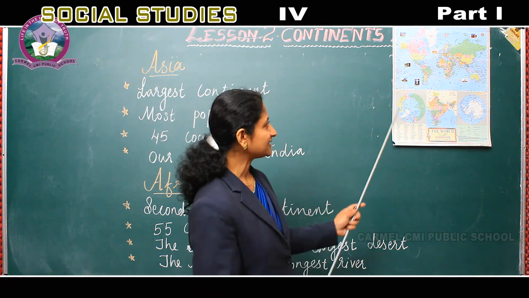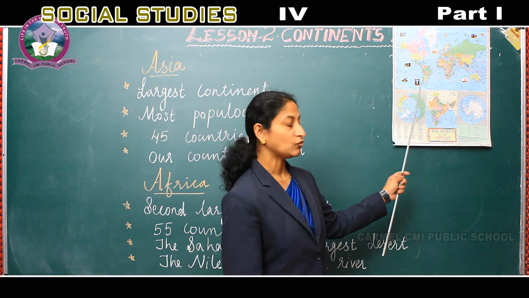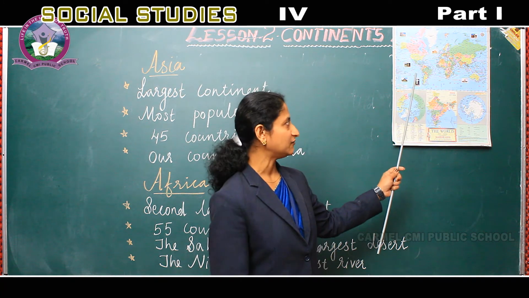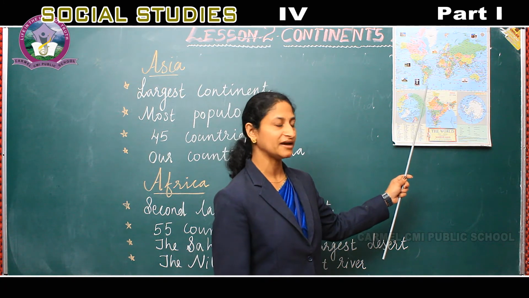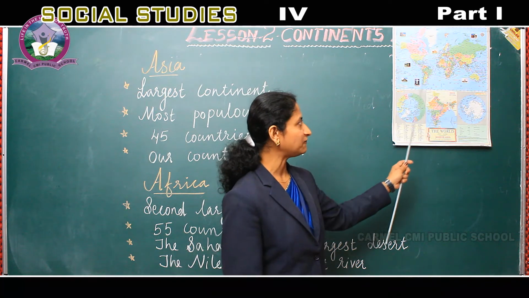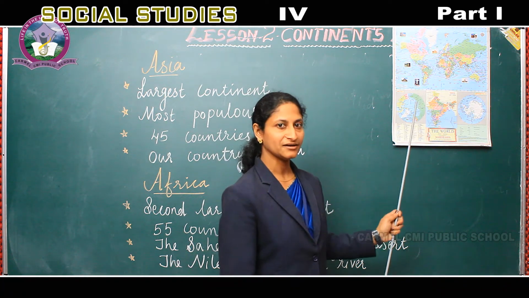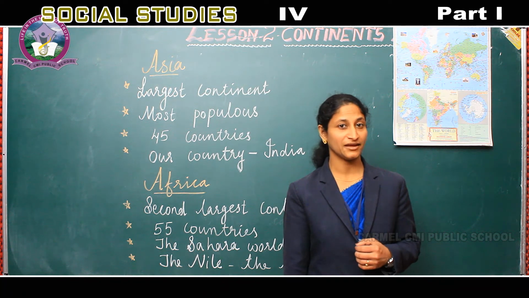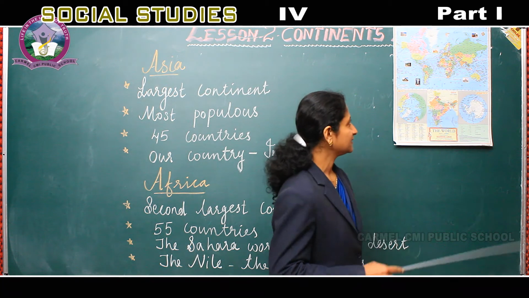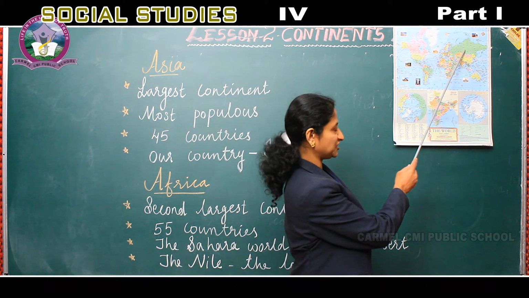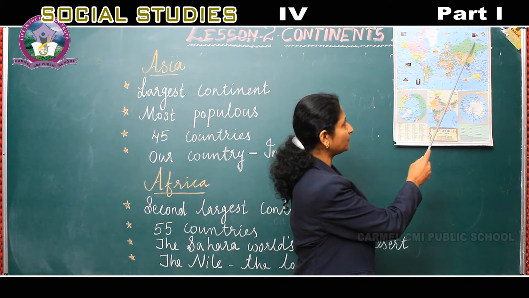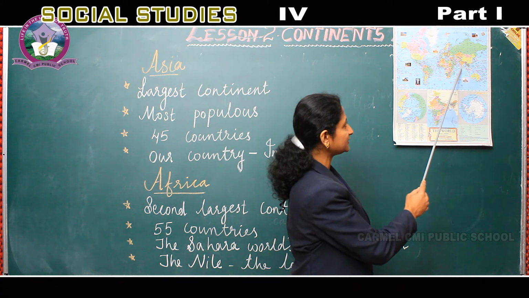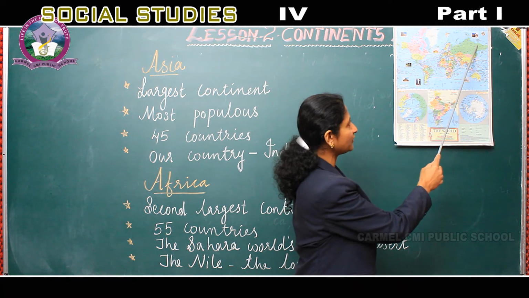Children, this is a world map. What is a world map? A world map is a drawing of the whole world on a flat surface. Let's figure out the continents of the world from a world map. This is the continent Asia and this is the boundary of Asia.